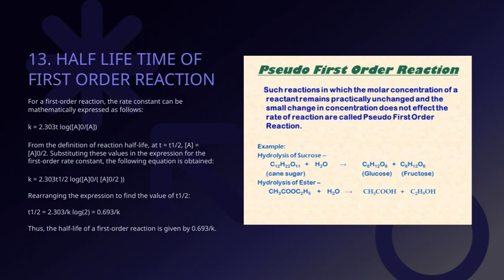So, summarizing this, for a first-order reaction, the rate constant K can be expressed mathematically as this. It links the reaction's half-life directly to the rate constant, helping us understand how quickly the reactant concentration decreases over time. This concept is fundamental because it allows us to predict how long a reaction will take to reach a certain point, which is critical in many practical applications.